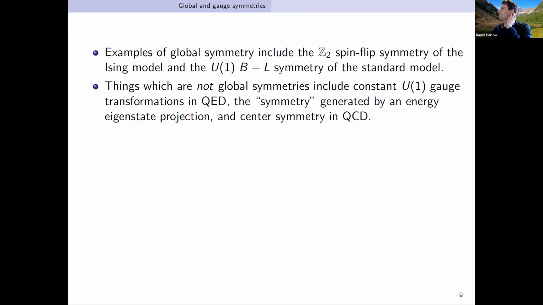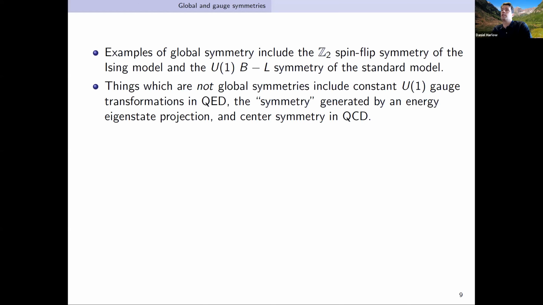Now we should also say some things that are not global symmetries. Things which are not global symmetries are constant U(1) gauge transformations in quantum electrodynamics. So gauge transformations where A_mu goes to A_mu plus D_mu lambda, if you take lambda to be a constant. That rotates any charged fields, as we'll discuss a little later, but it's not a global symmetry. The reason is that there aren't any local operators that are charged under it, because the ones that would be are not gauge invariant, so they're not physical.